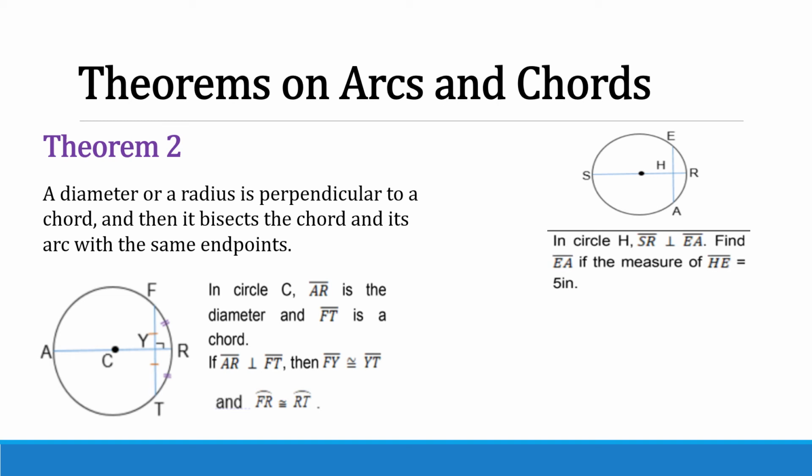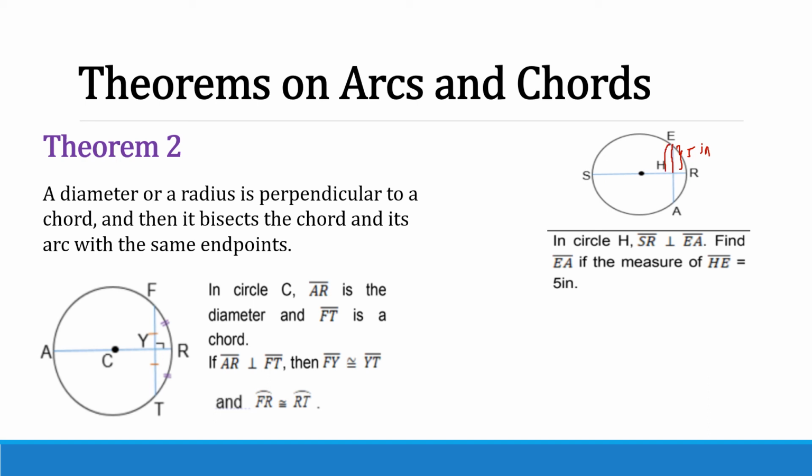Okay, so we have here an example, circle H. In circle H, segment SR is perpendicular to segment EA. Find segment EA if the measure of segment HE is 5 inches. Okay, so HE, this HE of ours, is 5 inches. So this is 5 inches. And find the measure of segment EA.